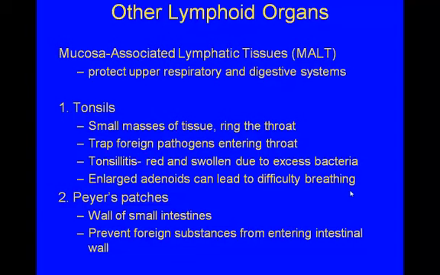Now, the adenoids are found in the back, and we'll be talking a little bit more about tonsillitis and adenoids when you get to the illustration on the next slide. Now, Peyer's patches, these are found in the walls of the small intestines. They prevent foreign substances from entering the intestinal wall. And you'll talk more about them too when you hit the digestion chapters.